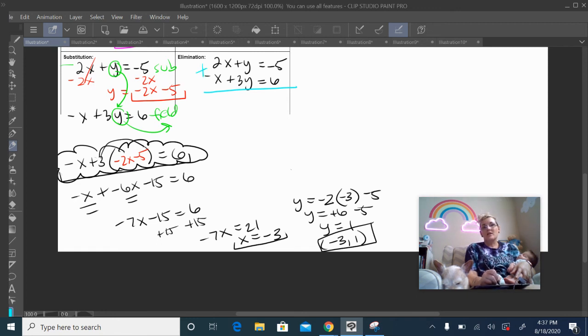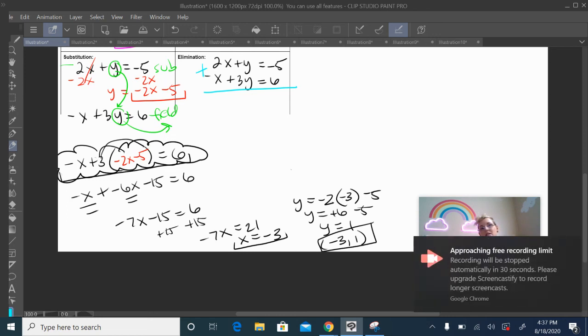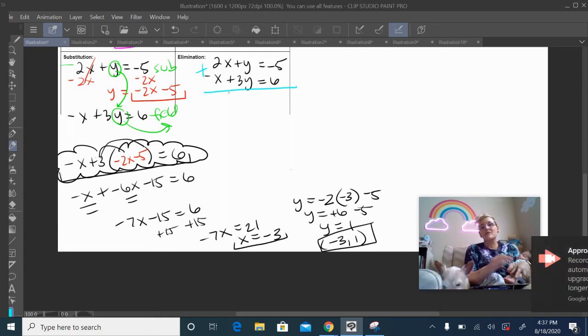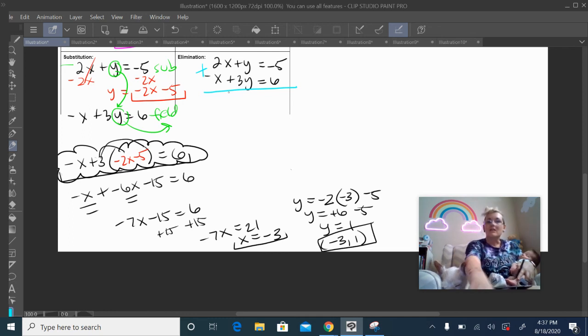So with elimination, I want to eliminate the x or the y, and I'm going to eliminate it by combining them together using addition. When I combine them together, let's just combine the 2x and the -x, I get x, and y plus 3y makes 4y. None of those canceled. So I have to do an extra step, and we're going to talk about that in the next video.